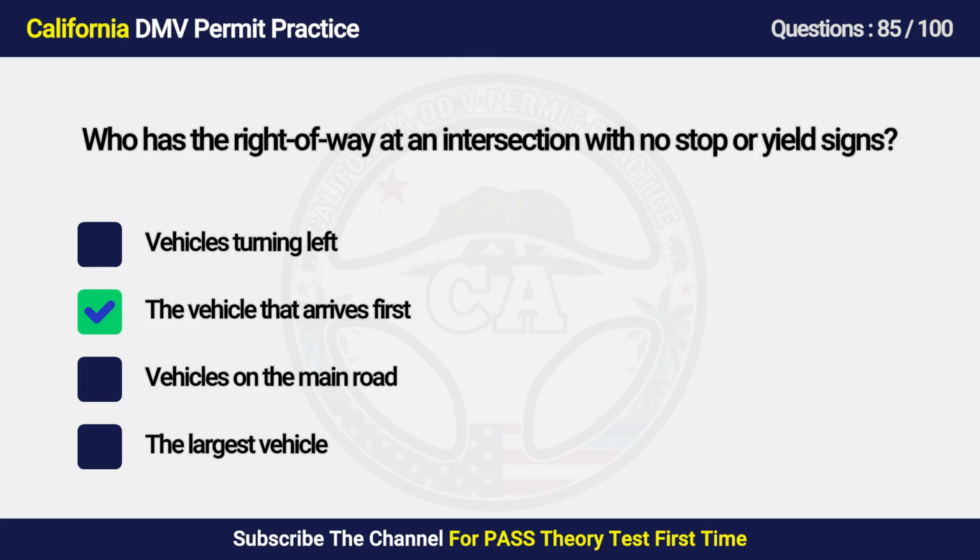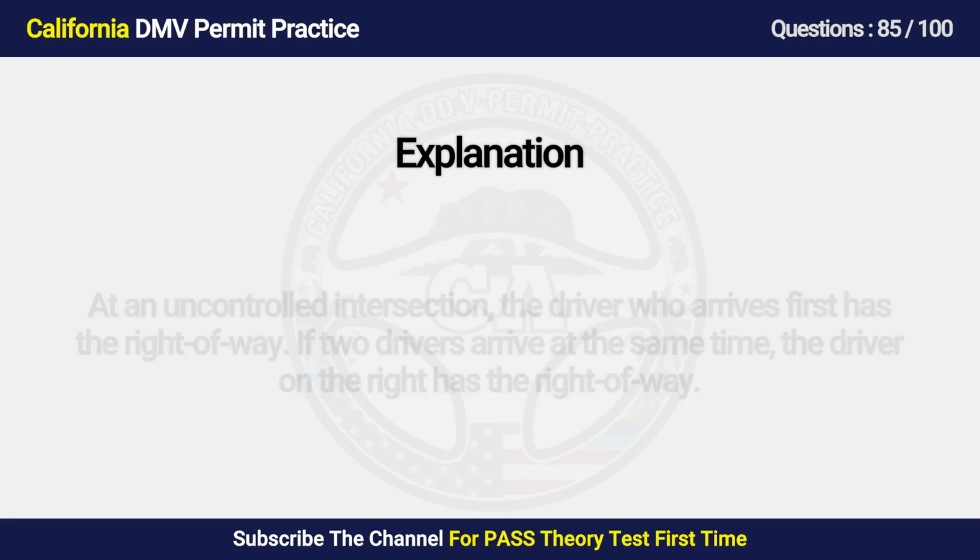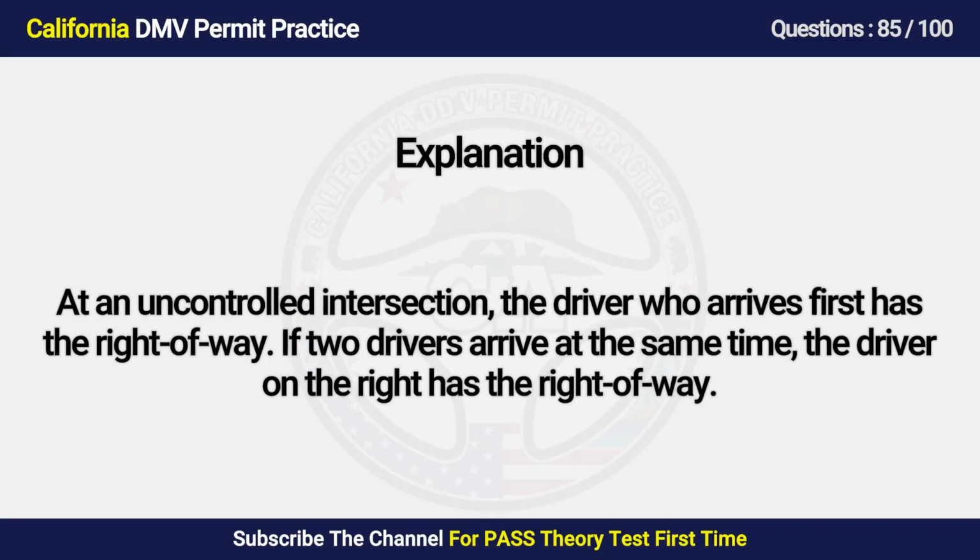Answer is B, the vehicle that arrives first. At an uncontrolled intersection, the driver who arrives first has the right of way. If two drivers arrive at the same time, the driver on the right has the right of way.